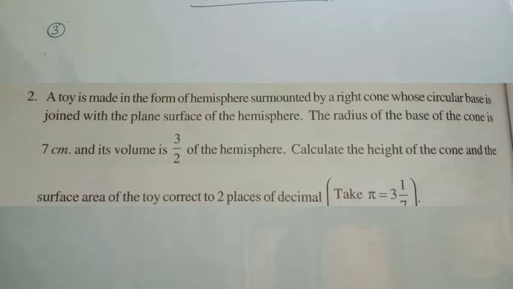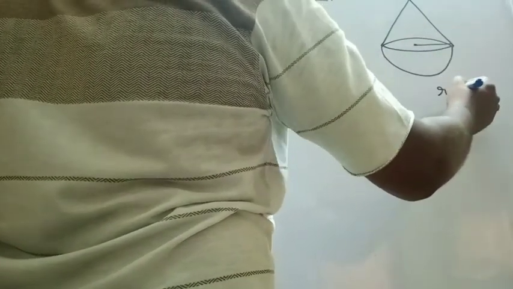You see, a toy is in the form of a hemisphere surmounted by a right cone. My dear students, the toy is in the form of a hemisphere like this, surmounted by a right cone. This is the shape of the toy. And they have given that the radius of the base of the cone is 7 cm, r equal to 7 centimeters.